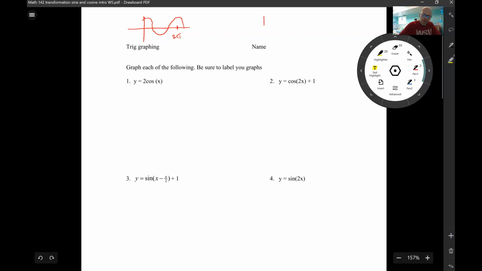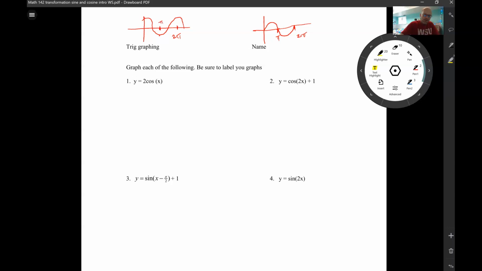Same way with sine, we know that it starts at the middle, goes up to the top, down to the middle, down to the bottom, and back up to the middle. And all that happens before 2 pi. And it's symmetrical. The halfway point is pi. Halfway point here is pi, etc.